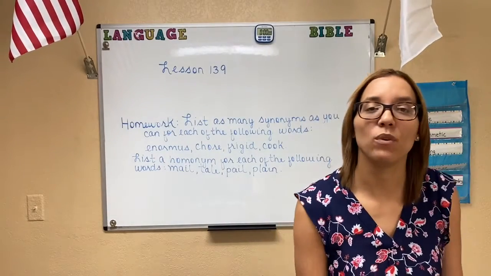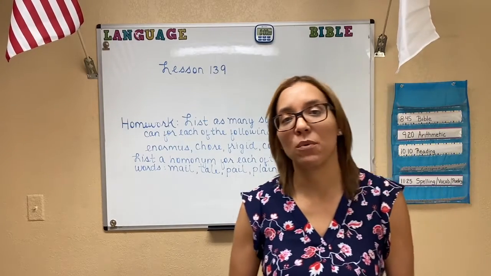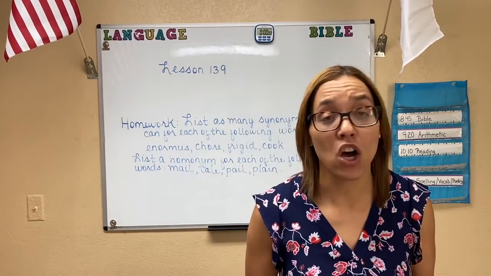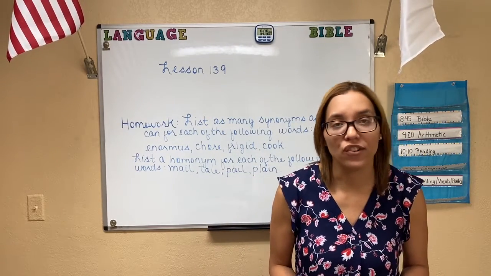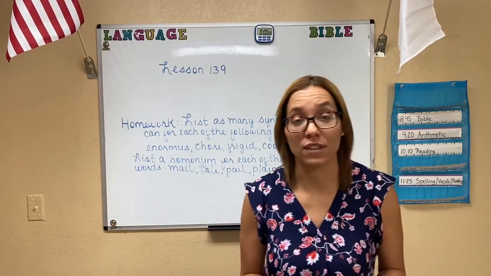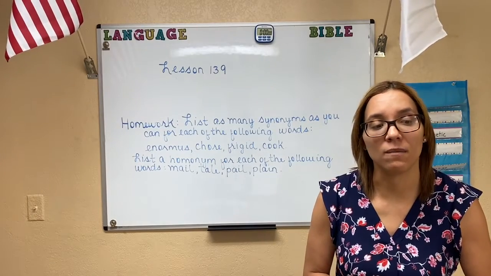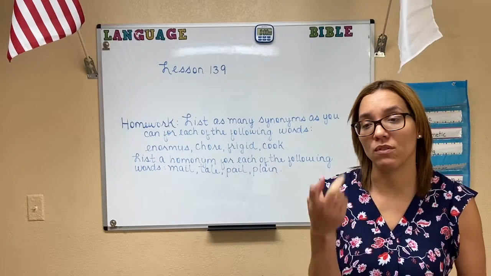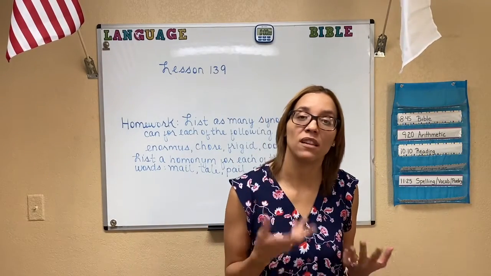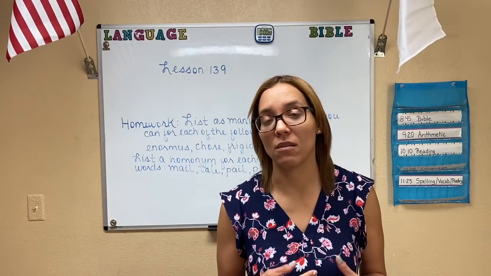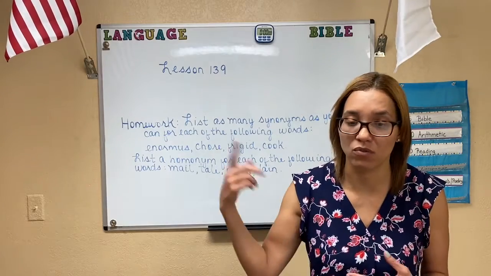Hi boys and girls, today we are going to work on language lesson 139 and we're going to start by reviewing what homonyms are. Homonyms are words that sound alike or nearly alike, but they have different spellings and different meanings. Last week we saw two, when you're referring to someone, or number two. They sound alike, but they mean different things, like two for number two and to for talking about someone else or to someone else.